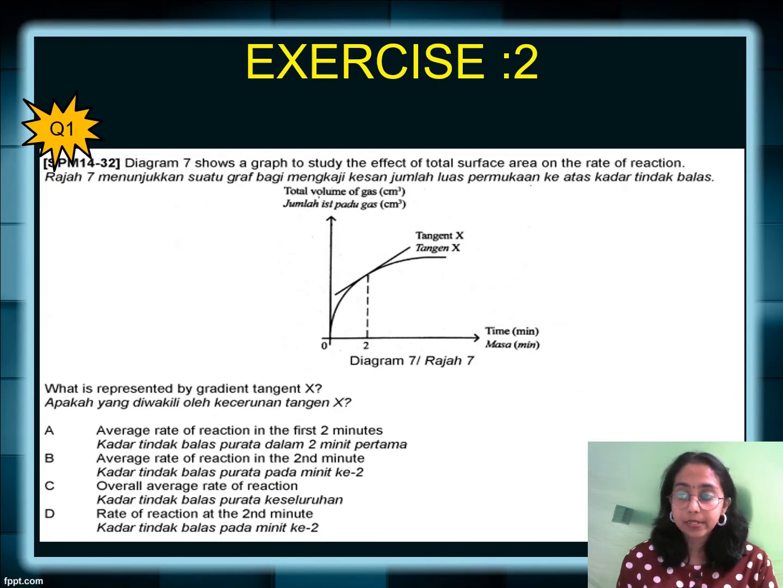Okay, so now let's go for the Q&A session. Question number 1. What is represented by the gradient tangent x? Okay, class, just now only I told you, right? Gradient tangent is actually representing the rate of reactions. And as you can see here in the curve, they draw the tangent. So when there is a tangent, it must be an instantaneous rate of reaction. So as you can read it, the best answer will be rate of reaction at second minute.